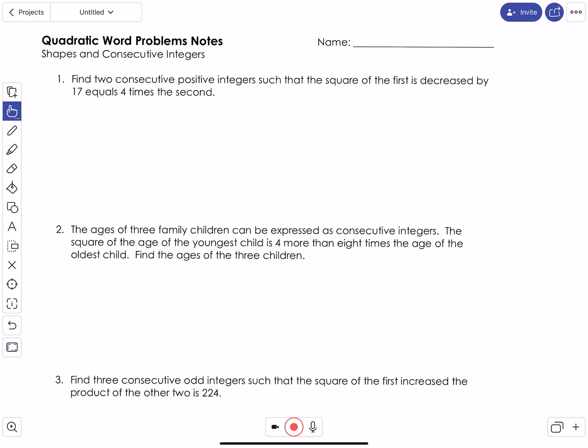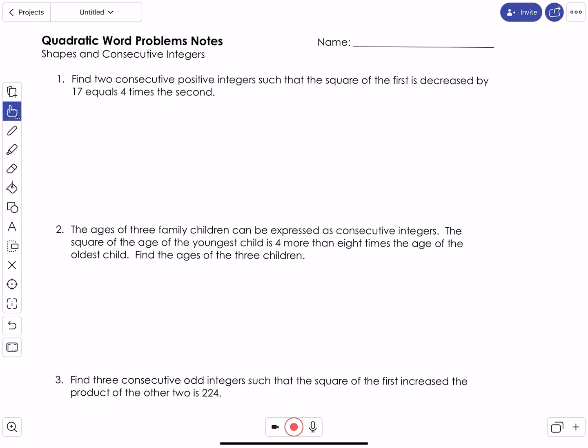Shapes and consecutive integers. In this set of notes, we're going to focus on two types of word problems. All these word problems are done very similarly, and that's what you have to focus on. The whole key to doing word problems is to pick out what kind of word problem it is. Once you do, you set them all up very similarly.